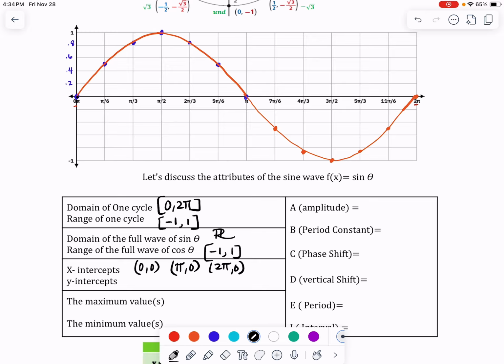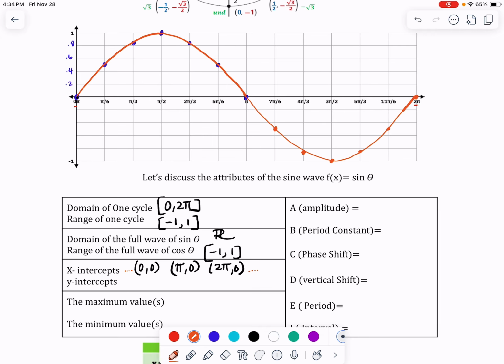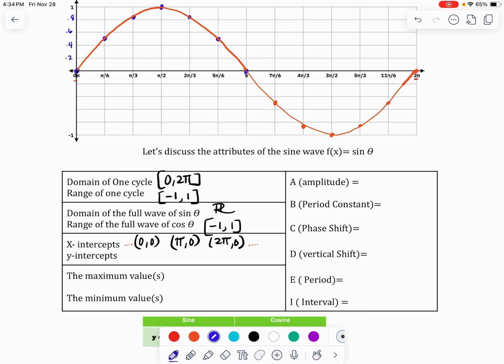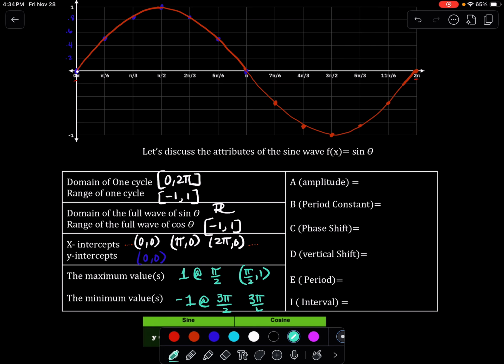There's a pattern to it. The x-intercepts occur at every multiple of pi in either direction. So for now, I can put 2 dots on each side. However, there could be a formula written for that. Y-intercept, we only see 1 because sine crosses the y-axis at only 1 point. Maximum value is 1, and that occurs at pi over 2. So the point would be (pi over 2, 1). And the minimum value is -1, that occurs at 3 pi over 2. And the reference point for that would be (3 pi over 2, -1).